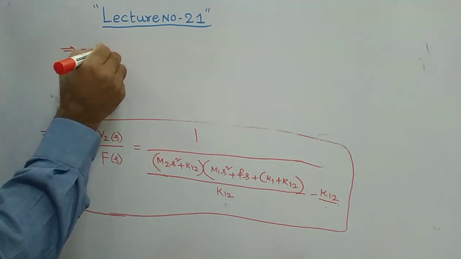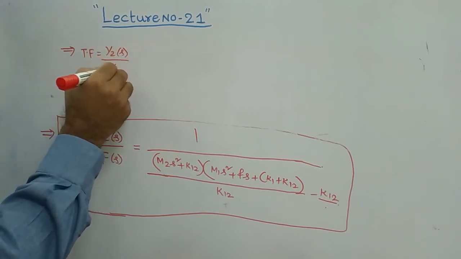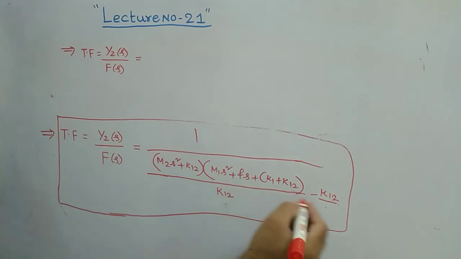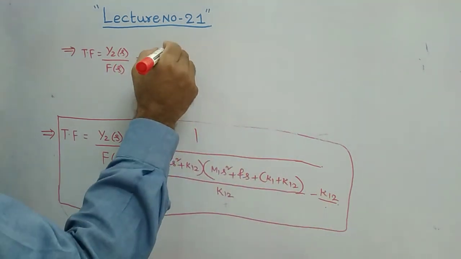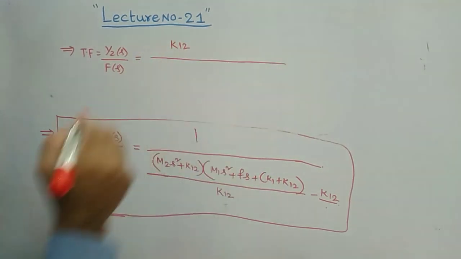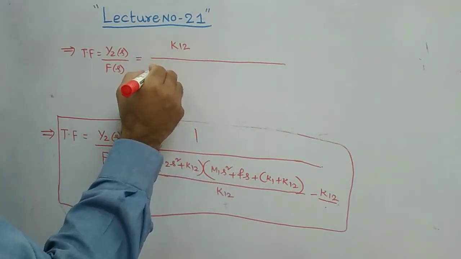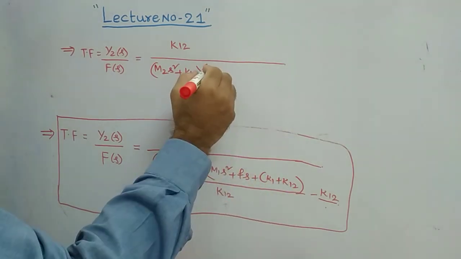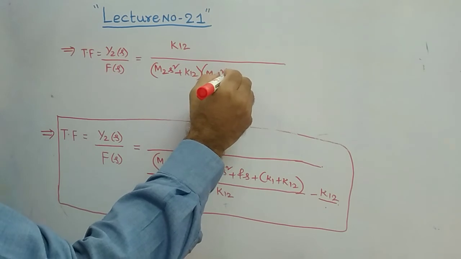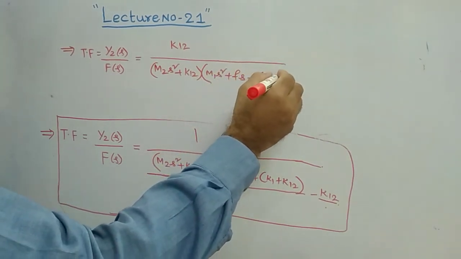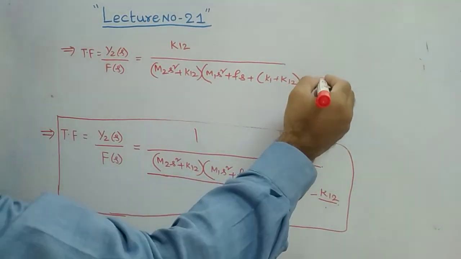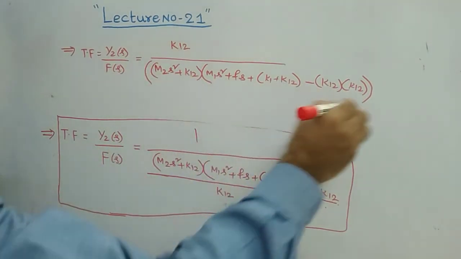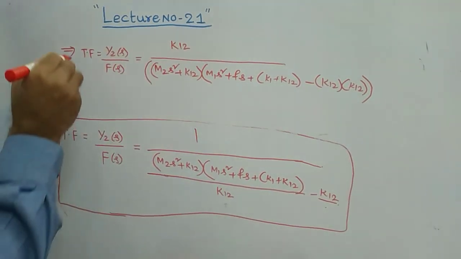Transfer function is equal to y2 of s by f of s is equal to, so then obviously it is something by something. Therefore if you simplify this and take the LCM part and finally the denominator comes, k12 comes like that only, and the remaining part everything comes here only. It is m2 s square plus k12, in bracket as it is, times m1 s square plus fs plus your product k1 plus k12 minus k12 into k12. If you take the LCM, then actually it comes by k12, but that k12 I already mentioned in the numerator. This is your final equation.